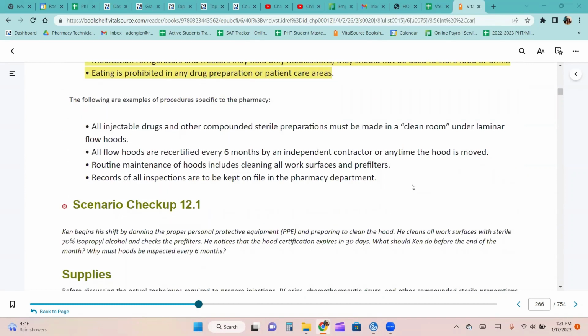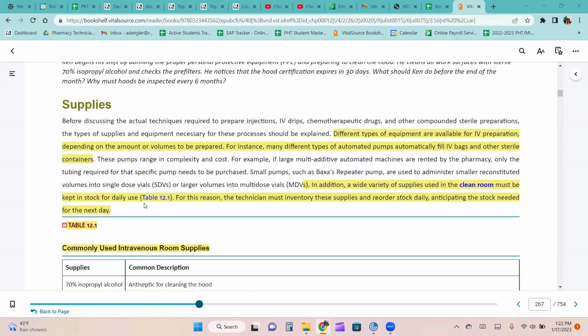All injectable drugs and other compounded sterile products must be made in a clean room under laminar flow hoods. All flow hoods are recertified every 6 months by an independent contractor or anytime the hood is moved. Routine maintenance of hoods includes cleaning all work surfaces and pre-filters. Records of all inspections are to be kept on file in the pharmacy department.